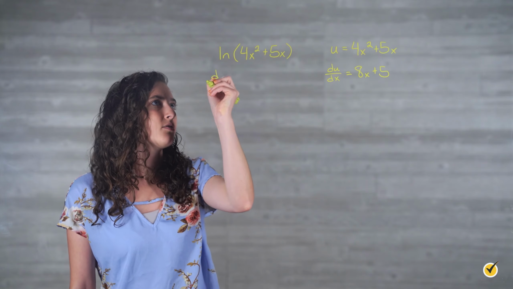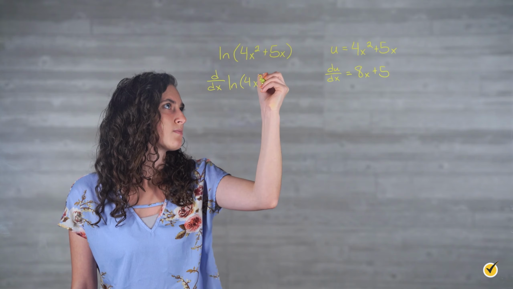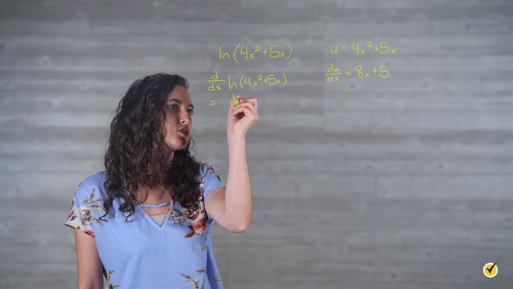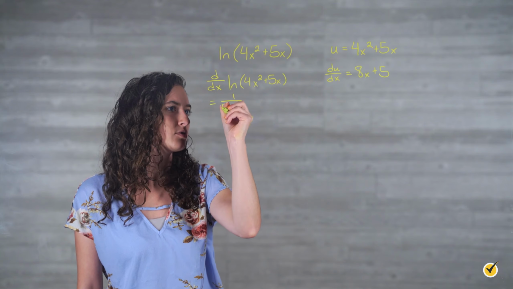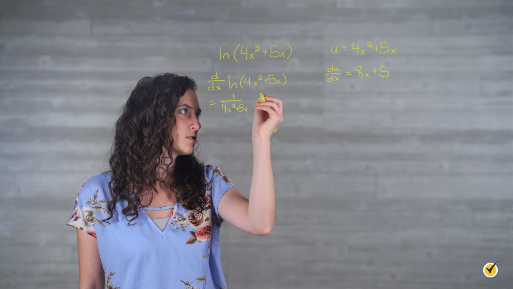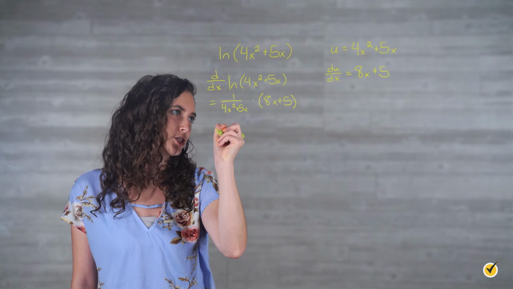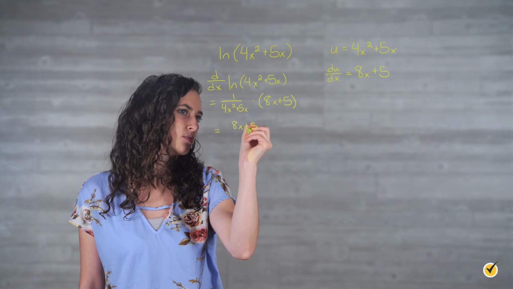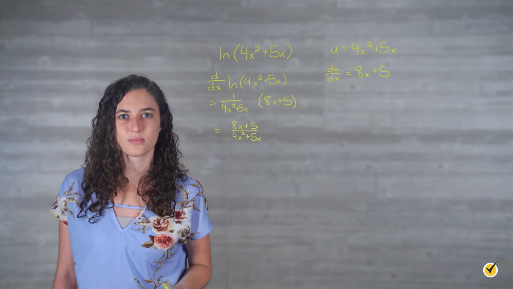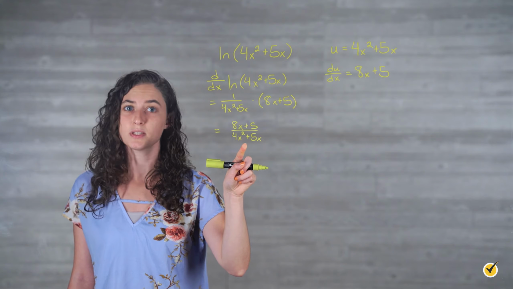So we have that the derivative of ln of 4x squared plus 5x is equal to 1 over u, so 1 over 4x squared plus 5x, times du dx, so times 8x plus 5. We can simplify this into one fraction and get 8x plus 5 over 4x squared plus 5x. So the derivative of the natural log of 4x squared plus 5x is equal to 8x plus 5 over 4x squared plus 5x.